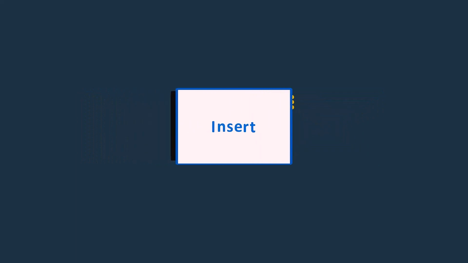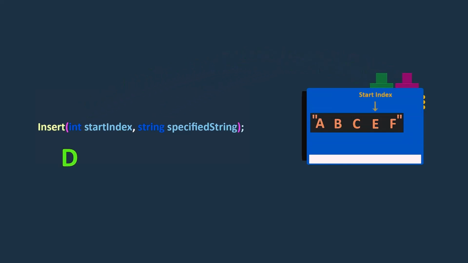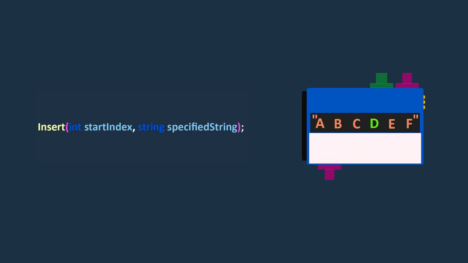Let's start with the insert method. Here's the syntax of this method. The insert method is used to insert a specified string at a specific index number. After insertion, it returns a new modified string.